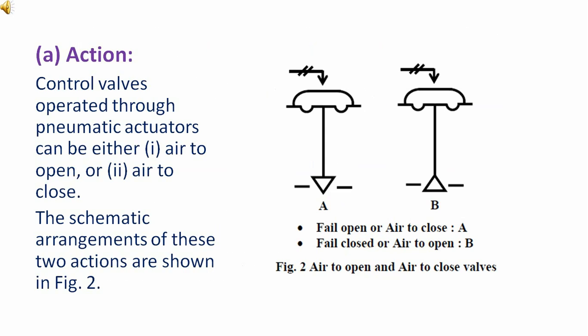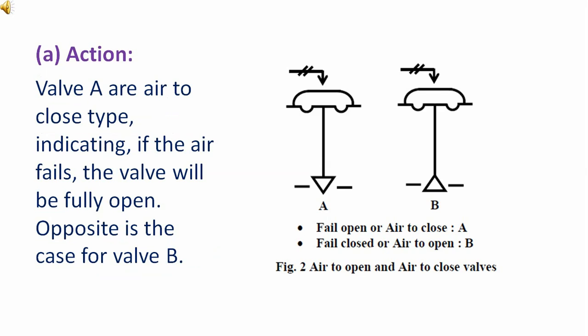Action. Control valves operated through pneumatic actuators can be either air to open or air to close. The schematic arrangements of these two actions are shown in figure 2. Valve A is air to close type, indicating if the air fails, the valve will be fully open. Opposite is the case for valve B.